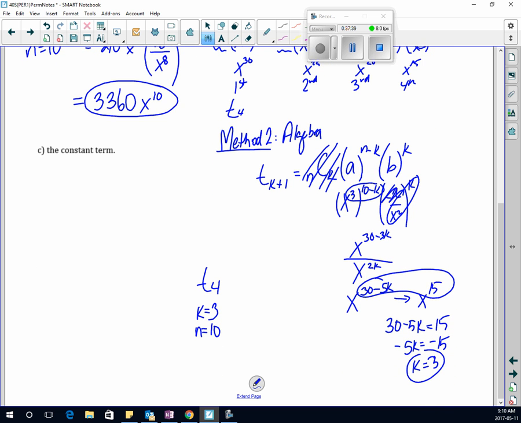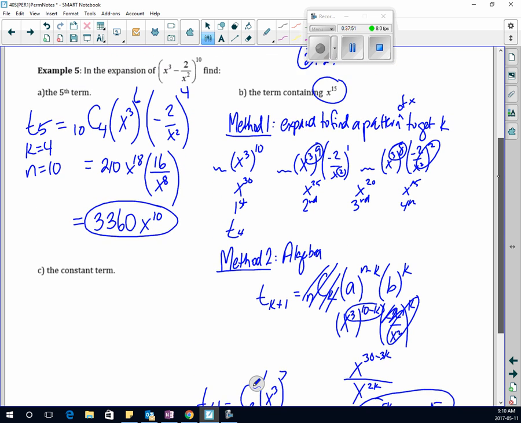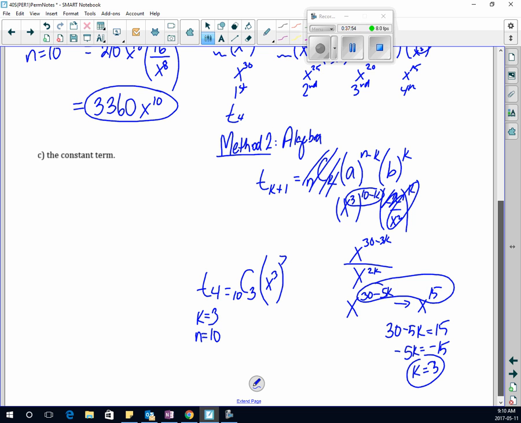So this is equal to 10c3, the first term, which is x cubed to the power 10 minus 3, 7. Then it's the second term, which is negative 2 over x squared. And that's to the power 3. Does everybody see where I'm getting this from?